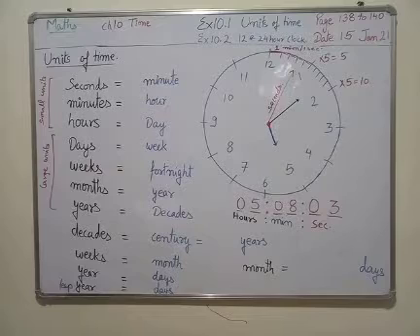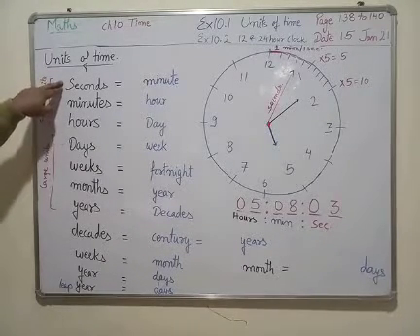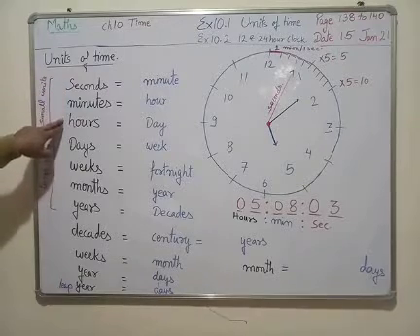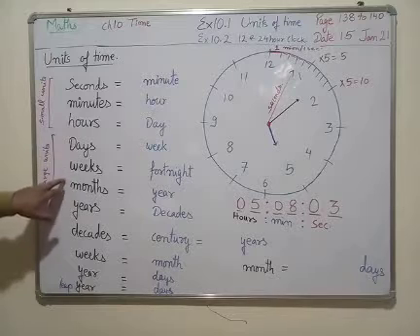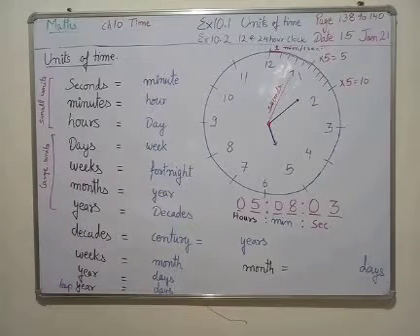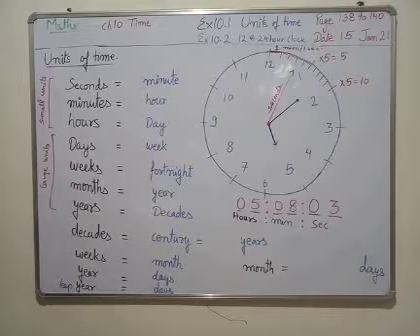So the units of time, we have the smaller units. The smallest unit is the second. Then we have minutes, hours. Then we have larger units like days, weeks, months and years. Let's see how many seconds makes a minute.